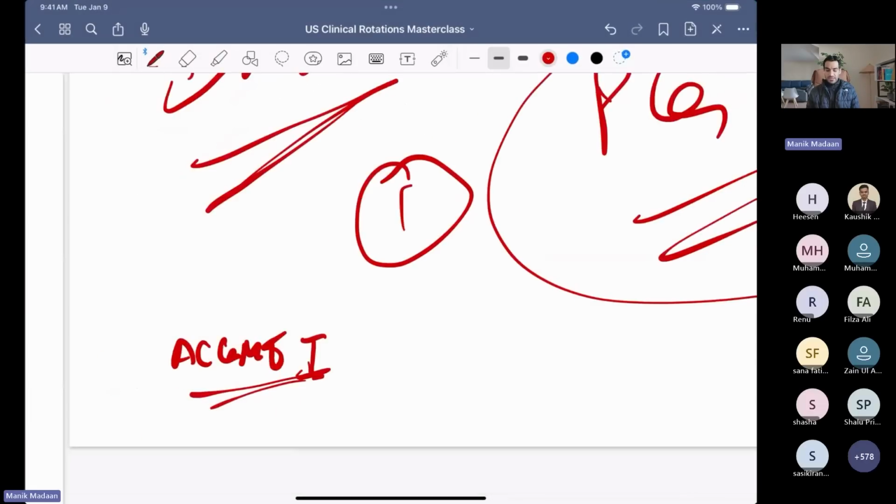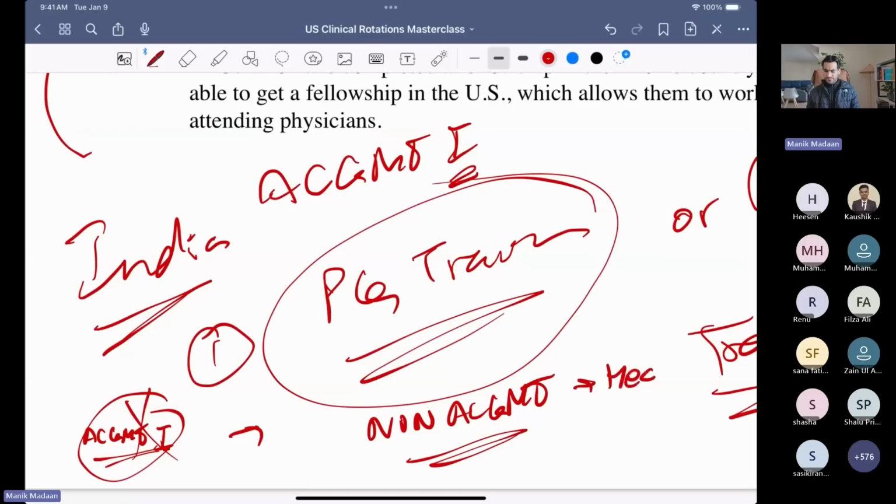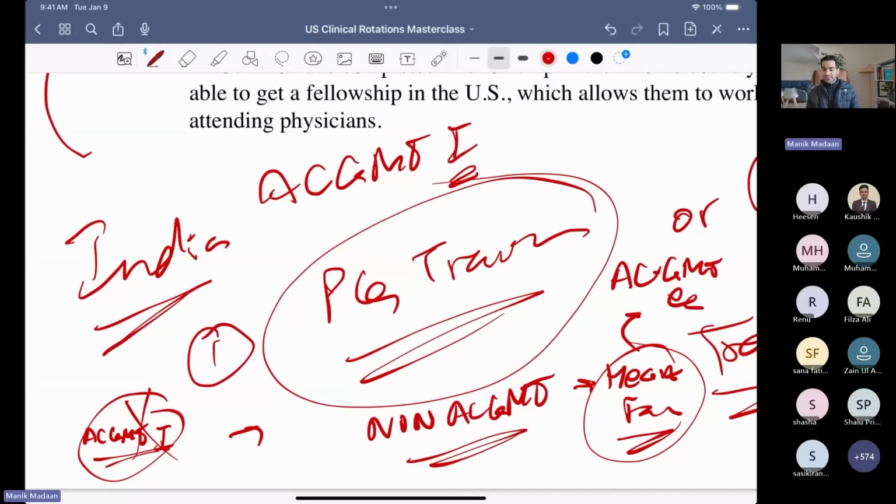That's one way. The other way is, if you're from a country which is not ACGME accredited, you go for a non-ACGME fellowship, right? An example of a non-ACGME fellowship is heart failure or medical transplant or whatever. Then you can network and ask the program to make an ACGME exception, which can be done, and get into an ACGME fellowship by networking. That's the power of networking, and there is a way to bypass it.